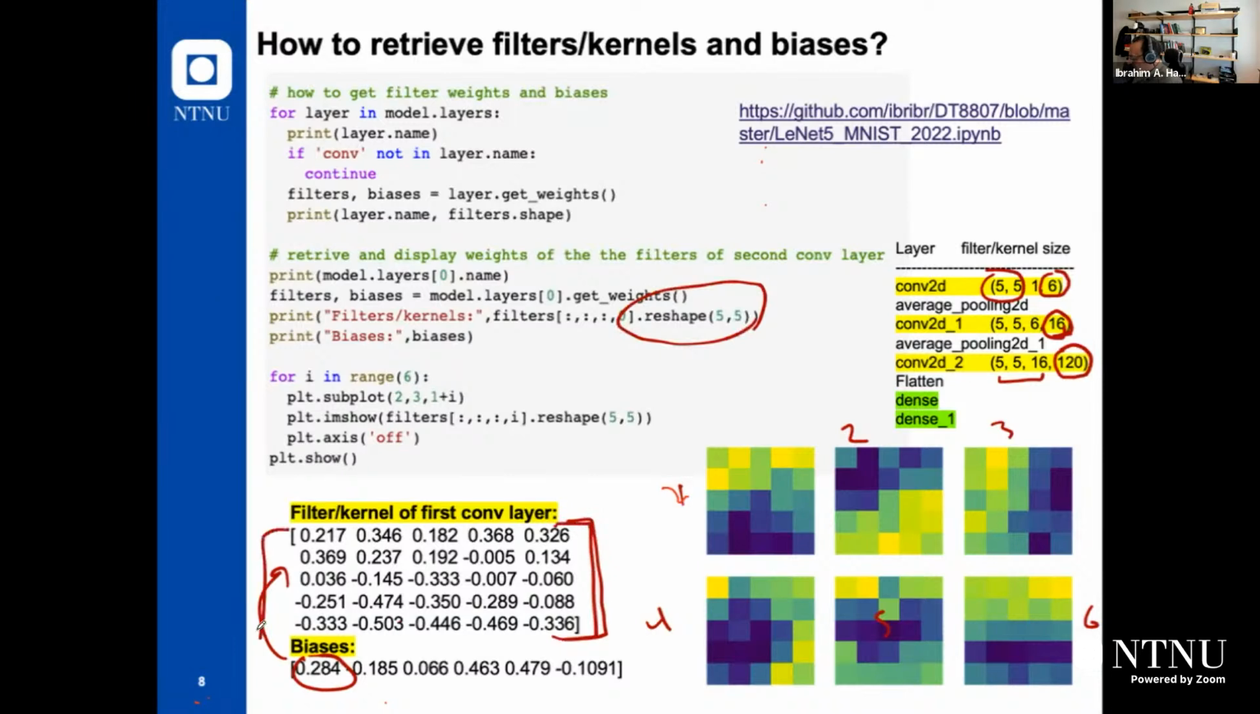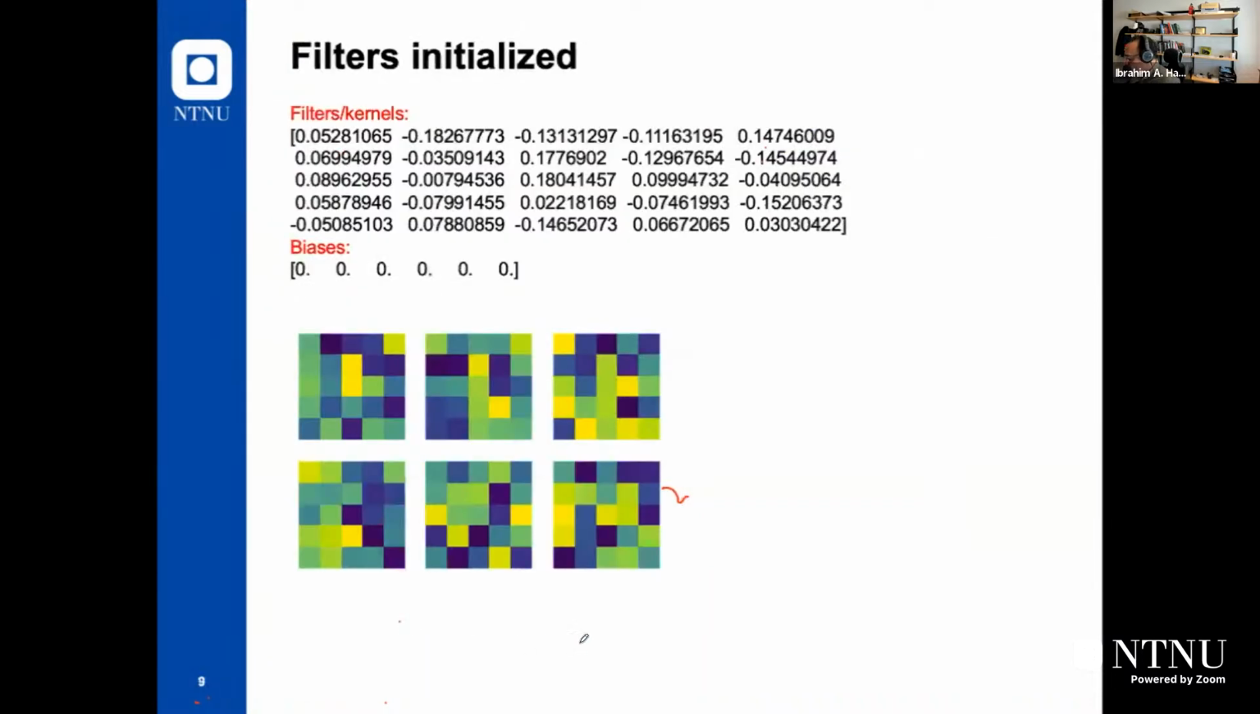You can do the same before training your model. Before training your model, we just initialize those kernels with a set of random numbers, right? And biases are initialized with zeros. So if you do this after defining your model and before training it, and you try to print out or plot those initialized kernels and biases, you will get something similar to this one. So this one is initialized just with random numbers.